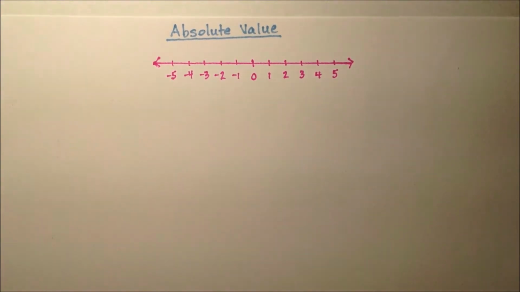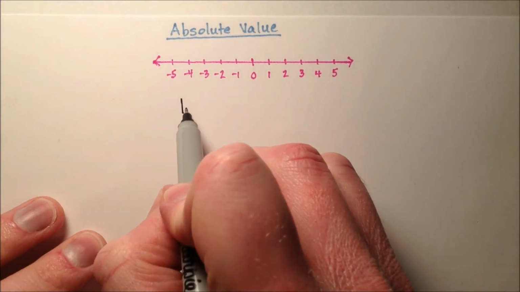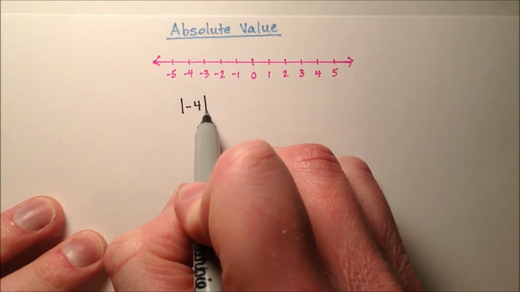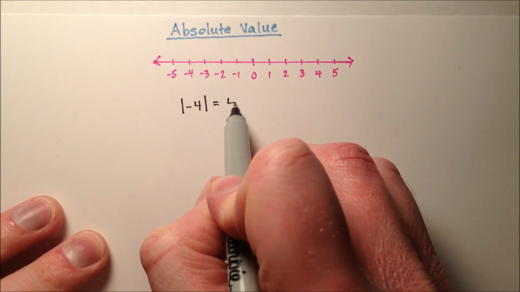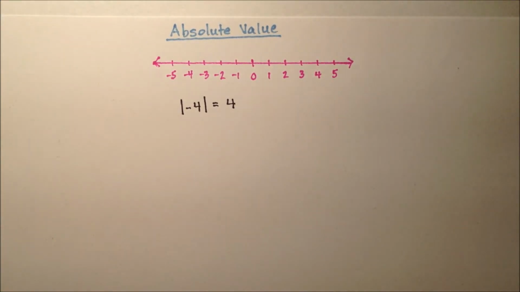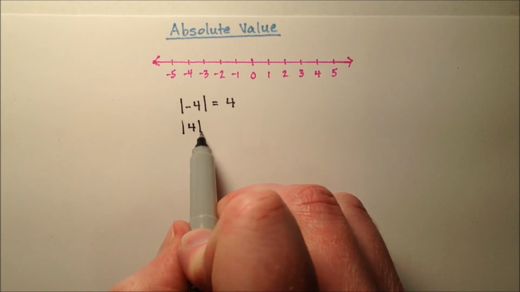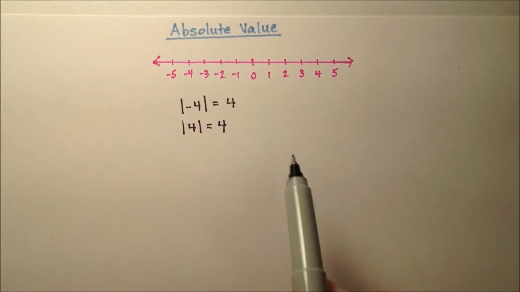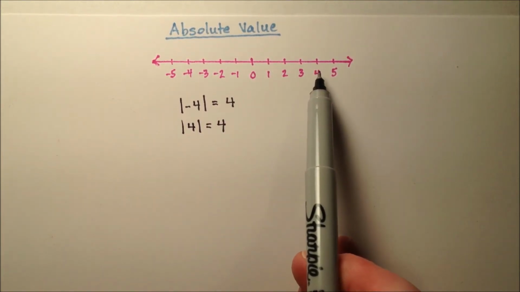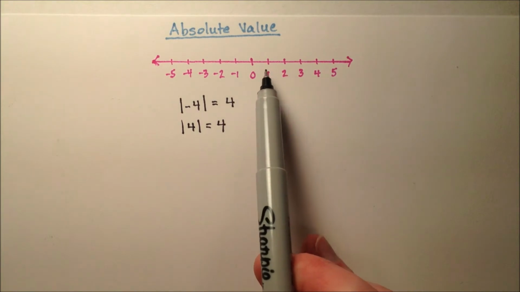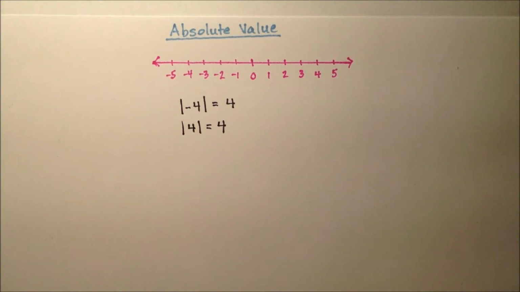So we can write it this way. The absolute value of negative 4 is 4, because negative 4 is 4 units away from 0. Likewise, the absolute value of a positive 4 is also 4, because positive 4 is 1, 2, 3, 4 units away. Notice that distance never is a negative number.